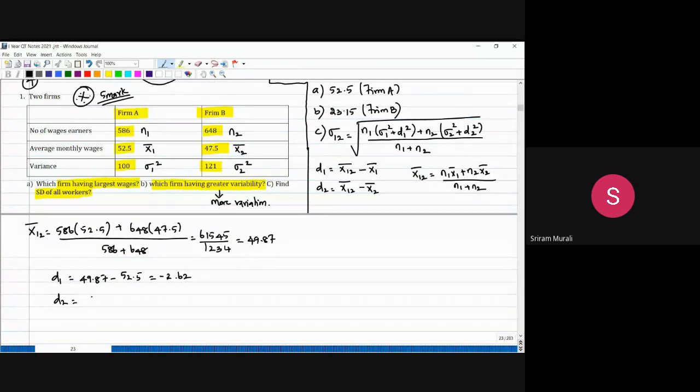D2 will be equal to 49.87 minus 47.5, which is equal to 2.37.